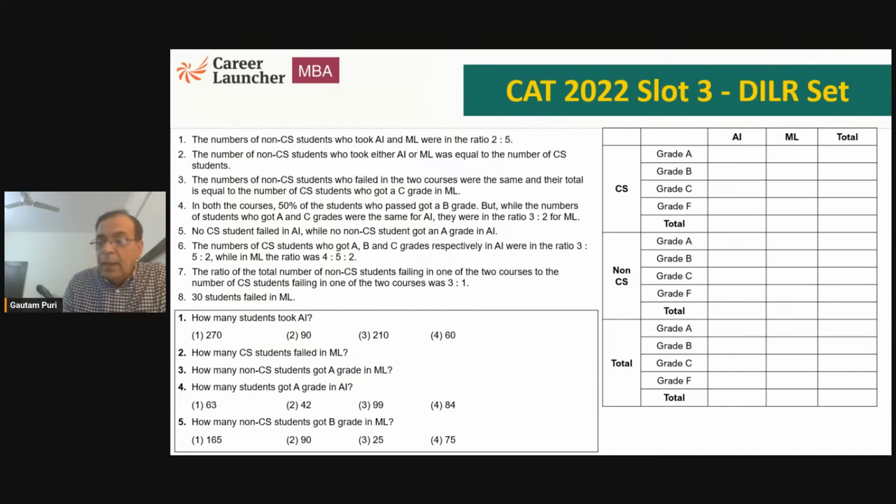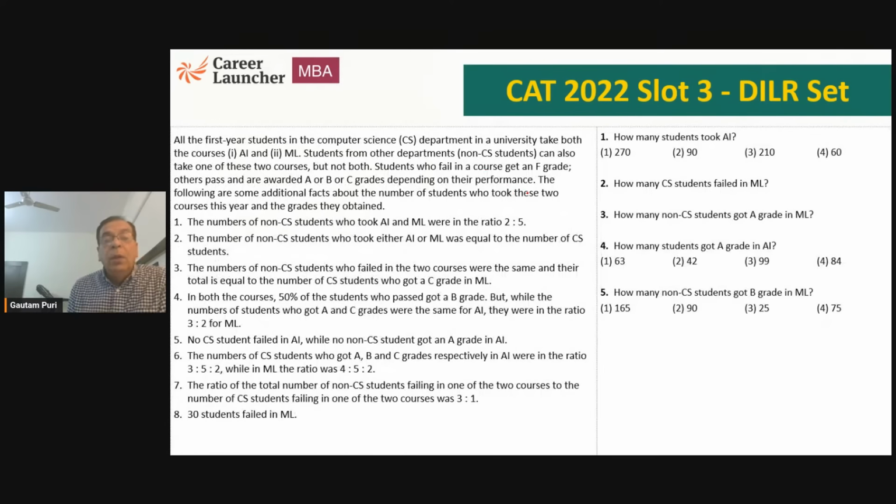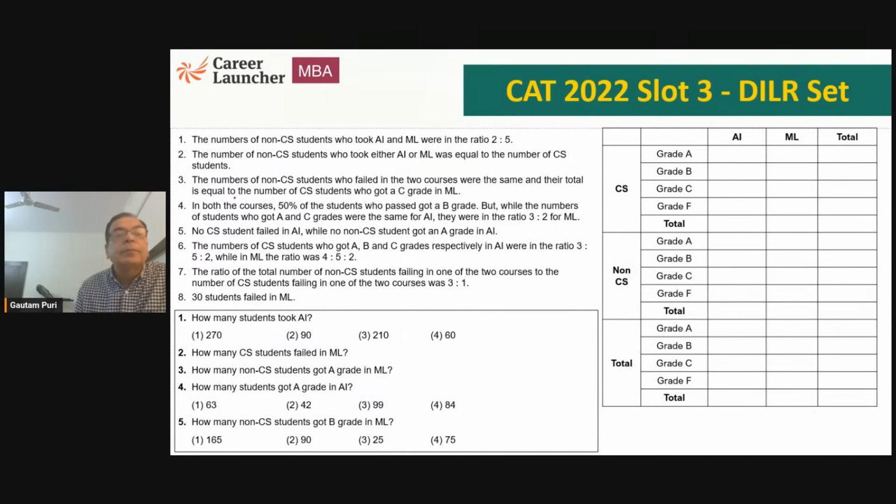Let's go through the data. Through this part, the only thing we had out here was computer science, non-computer science. Computer science students have to take both AI and ML. Non-computer science students will take either AI or ML. F is fail. A, B, C are passing grades. Okay. Now let's start putting in the data.